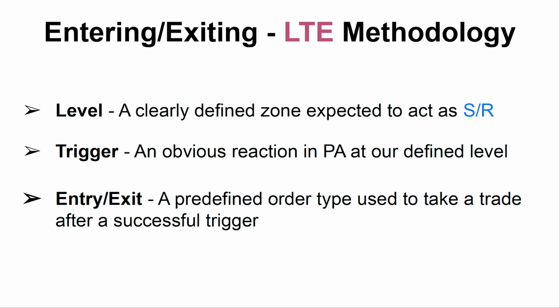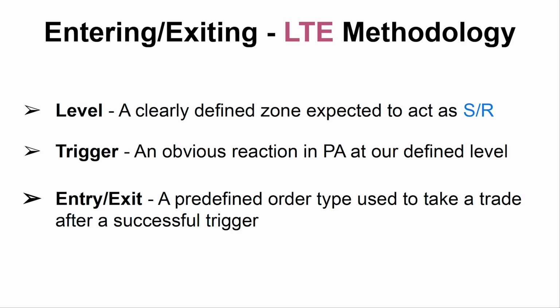Don't worry if a lot of this sounds foreign to you at the moment, because once we dive into our examples, things will become a lot more clear. For now, we want to remember that triggers essentially add validity and confluence to our predefined levels. It tells us, hey, this level may be a good support or resistance to trade. We've observed a key reaction at this level, which leads us to believe it will hold for our trade thesis.